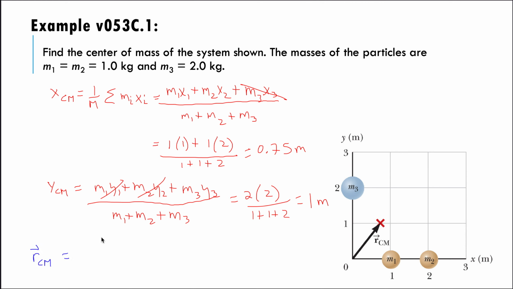All we have to do is put the x center of mass coordinate in the i direction plus the y coordinate in the j direction. So it's going to be 0.75 in the i plus 1 in the j, and we can specify that this is indeed in meters. So we can see that that is where the position is, kind of in the center, but not exactly.